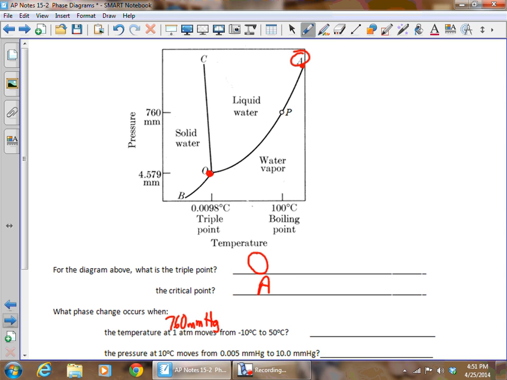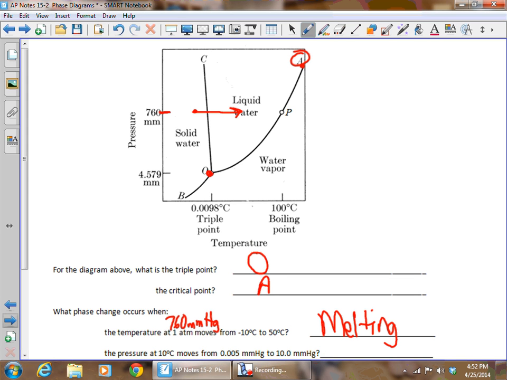So looking up here, if we look at 760 millimeters of mercury right here, and we go to about -10, now this diagram is not to scale, but -10 would be somewhere in this range right here. And if we're moving that temperature from -10 to 50, it would be somewhere over in this area. So we're moving from the solid water to the liquid water, from a solid to a liquid, so that would be melting at that point.